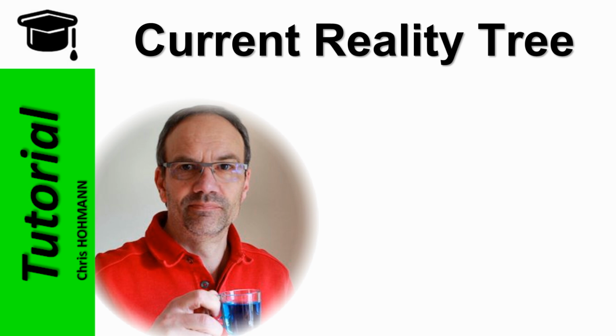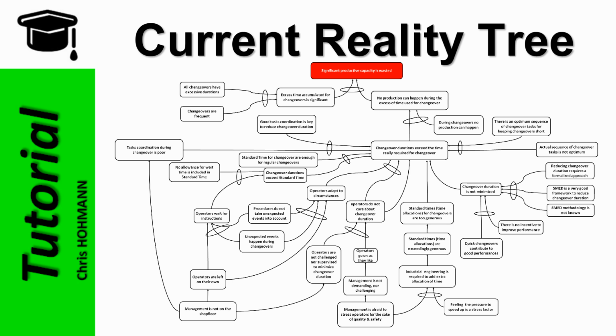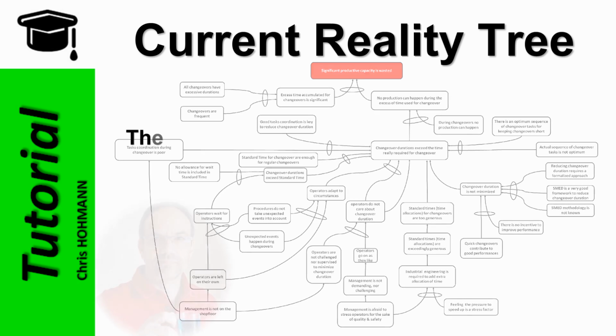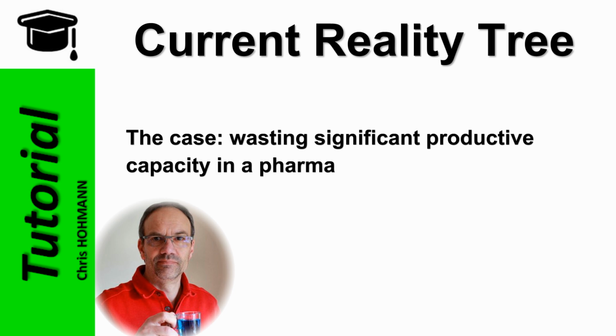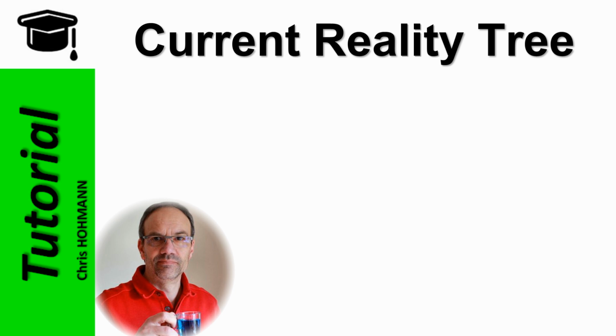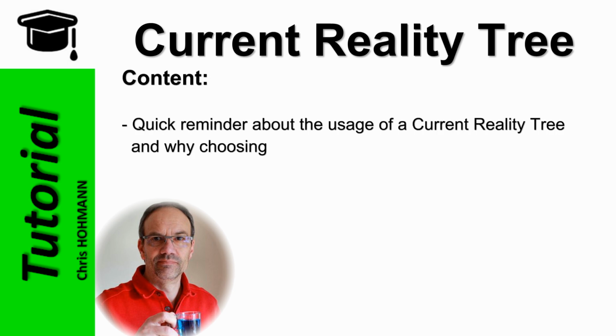This time it is a current reality tree that we are going to build. The case is about wasting significant productive capacity in a pharmaceutical plant. And the content of this tutorial is as follows. A quick reminder about the usage of a current reality tree and why choosing to build one in this case.